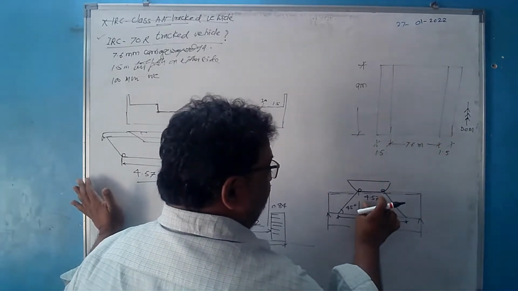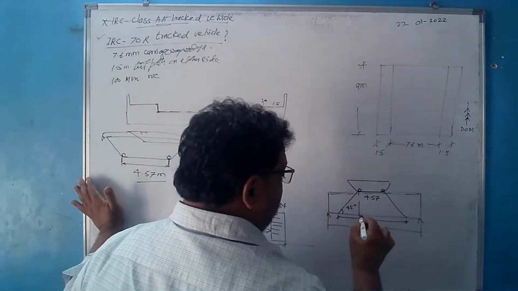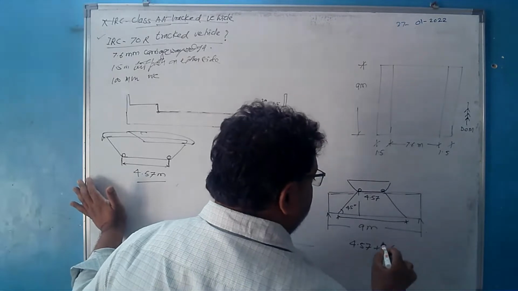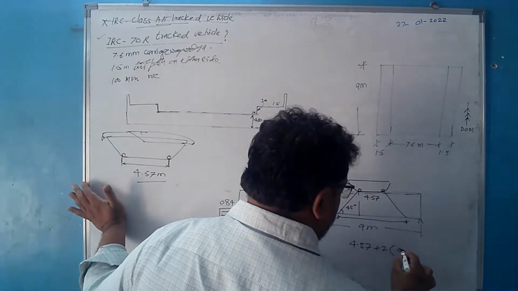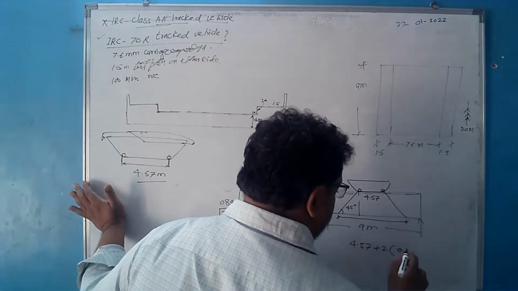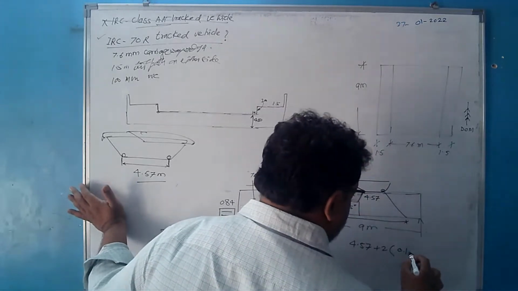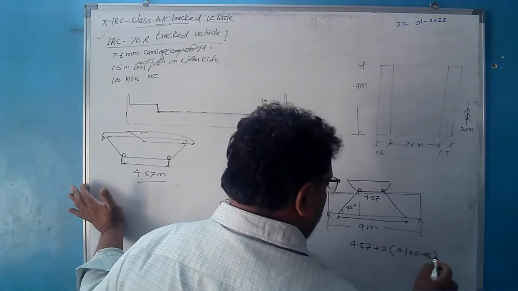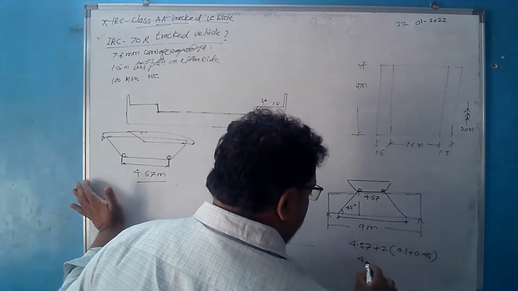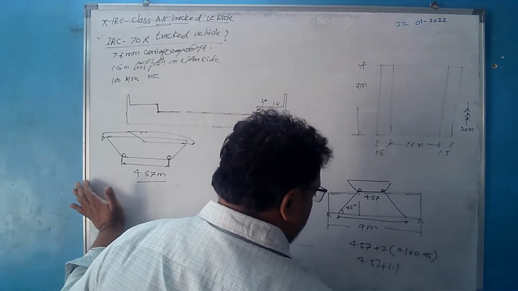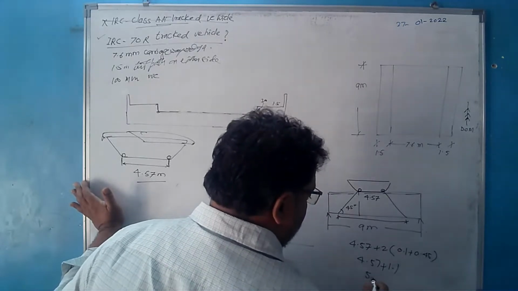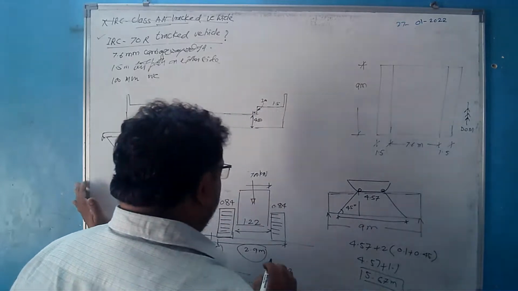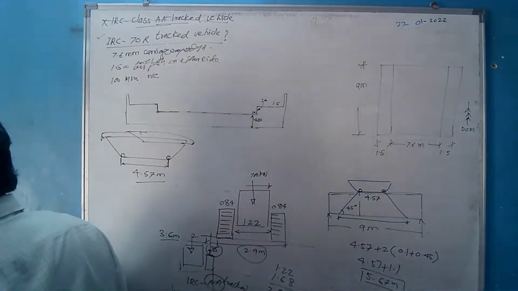So it is 4.57, this 45 degree. It means it will be 4.57 plus twice of this 0.1, which is the bearing course thickness, plus the depth of the deck slab, which is 0.45. So it is 0.55 twice, that is 1.1. So it is 4.57 plus 1.1, which is nothing but 5.67 meters. This is the span on which the effect of this load will be.